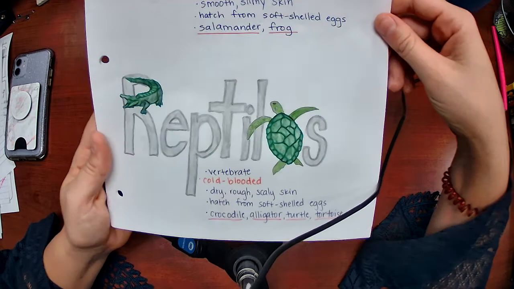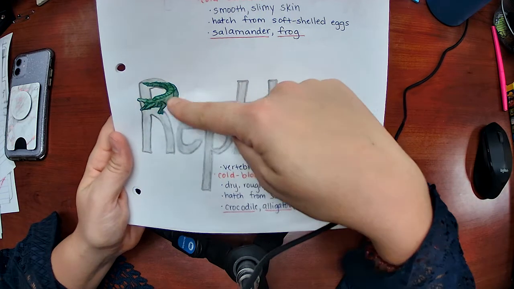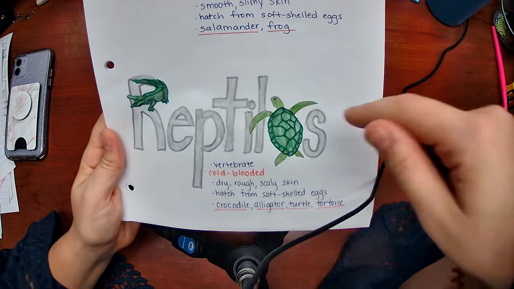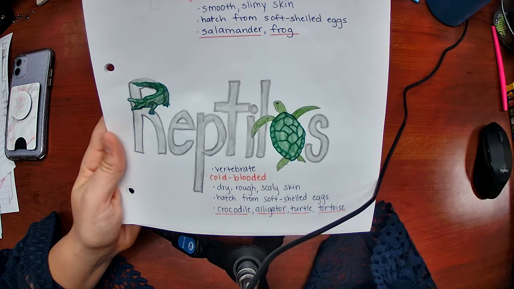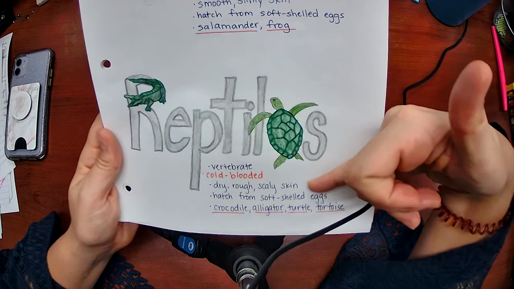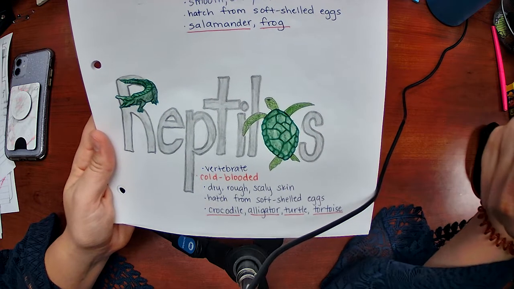Similarly, we have the reptiles. I like this one especially because the crocodile, that curved crocodile, makes the top part of the R pretty nicely. And then the turtle makes the E. So they are also vertebrate, cold-blooded. They have dry, rough, scaly skin as opposed to the amphibian smooth, slimy skin.